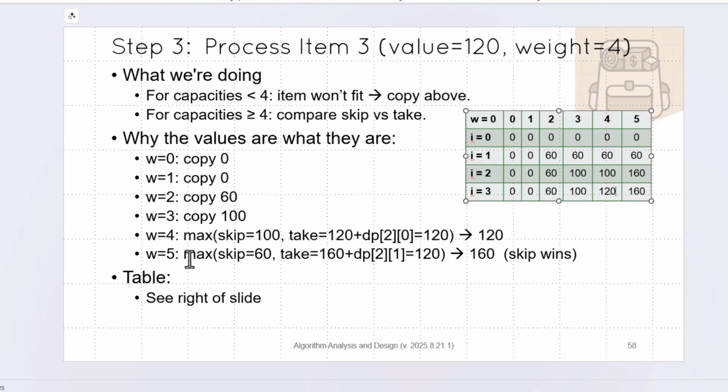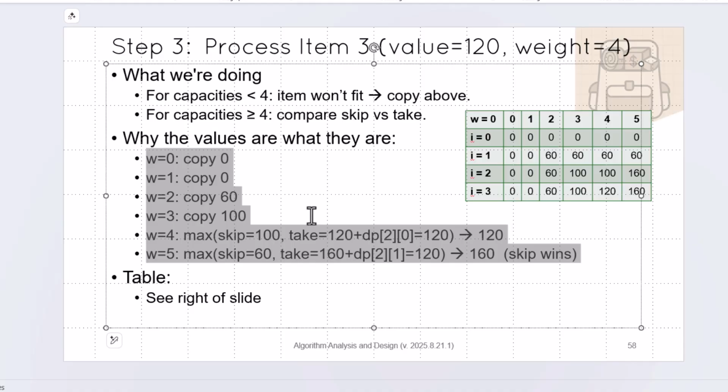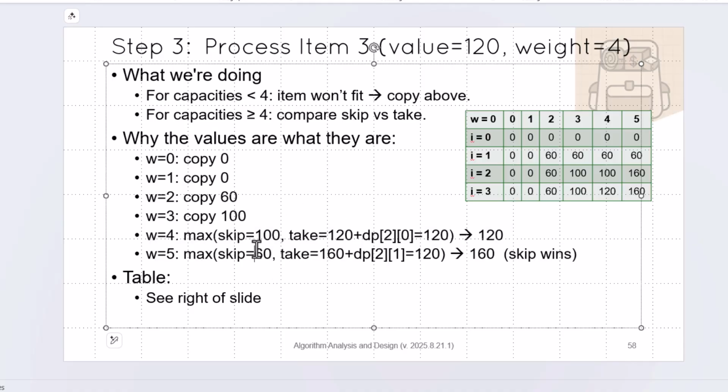Now, what about w equals 5? So for this one, we can skip or take it, and we end up taking it because this gives us 160 ultimately. This isn't right. Sorry, this is a mistake. This should be skip with 160, and then that should be 120. Yeah, okay. There we go.